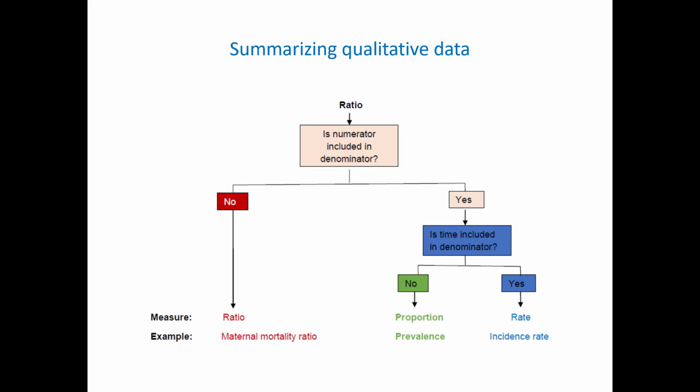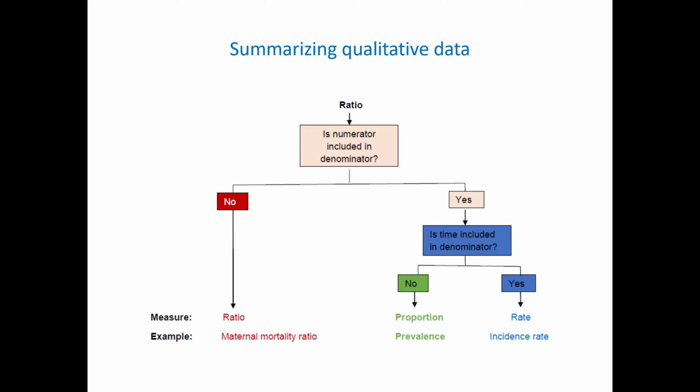So, in ratio, the numerator and denominator are not the same. That's ratio. It's not part of. For example, when I say male-female ratio, female-male ratio, 40 female over 10 male. The 40 female, they are separate. They are not part of the 10 male. But there are some situations where the numerator is a special form of ratio.